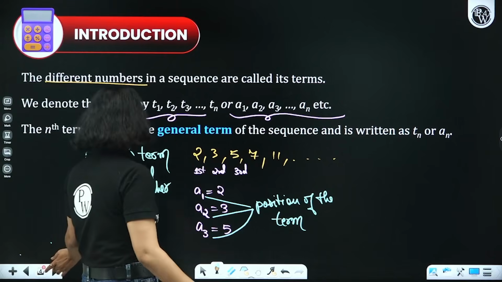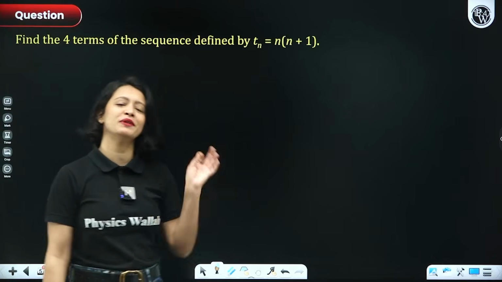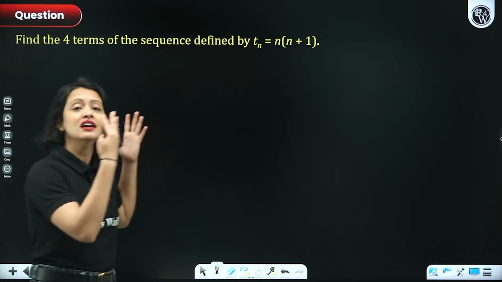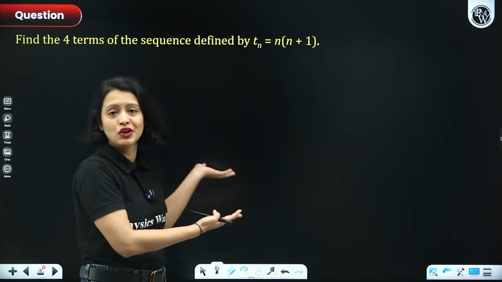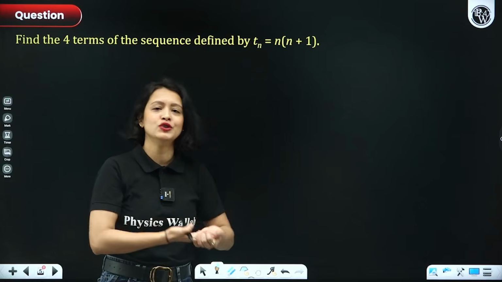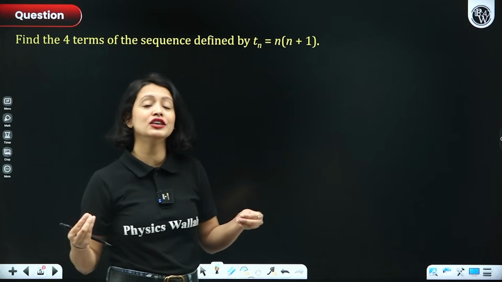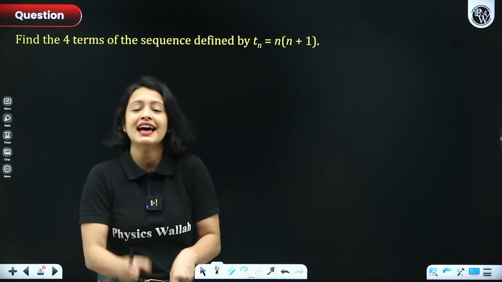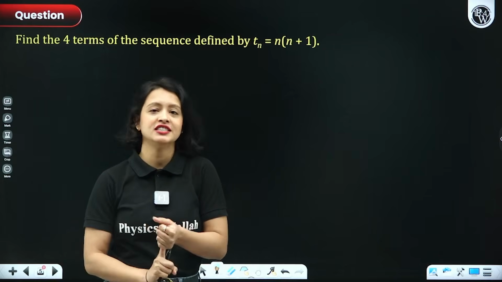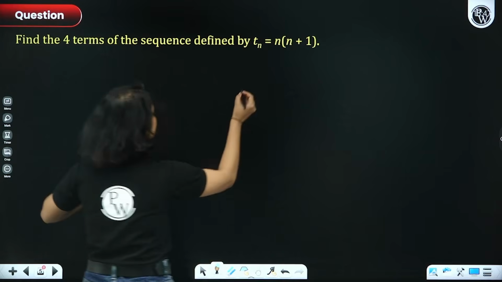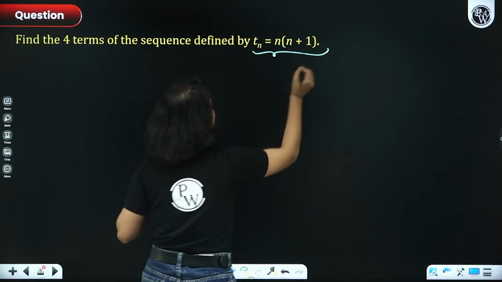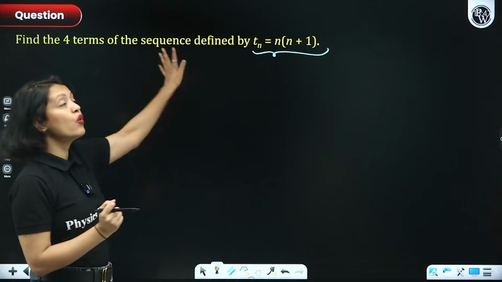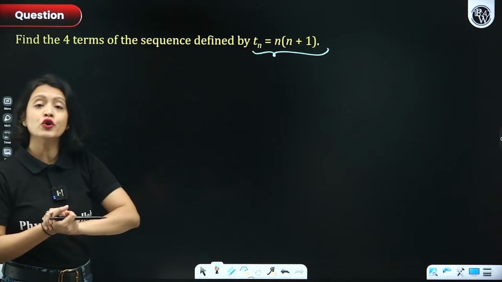Chalo. Now, let's do a very simple question based on this topic. You can be asked a question similar to this in your board exams, either in MCQ or something, where they ask you to find any term of the sequence and they have given an expression for the sequence. Here they have given that Tn can be written as n into n plus 1. Now you have to find the first 4 terms of this sequence. So, how do you do that, everyone?